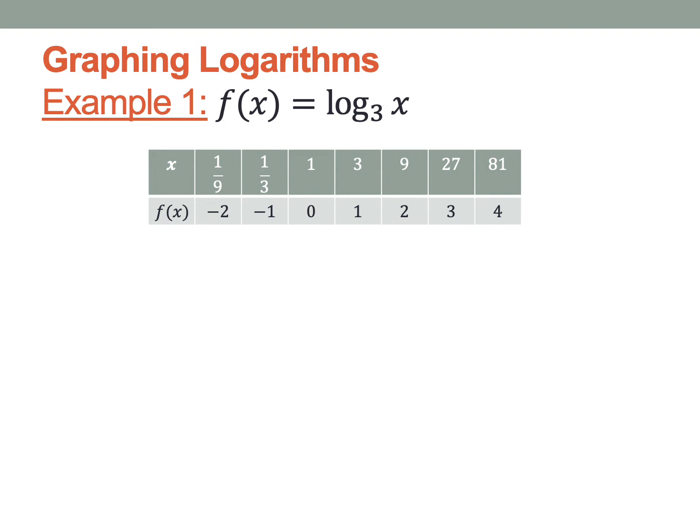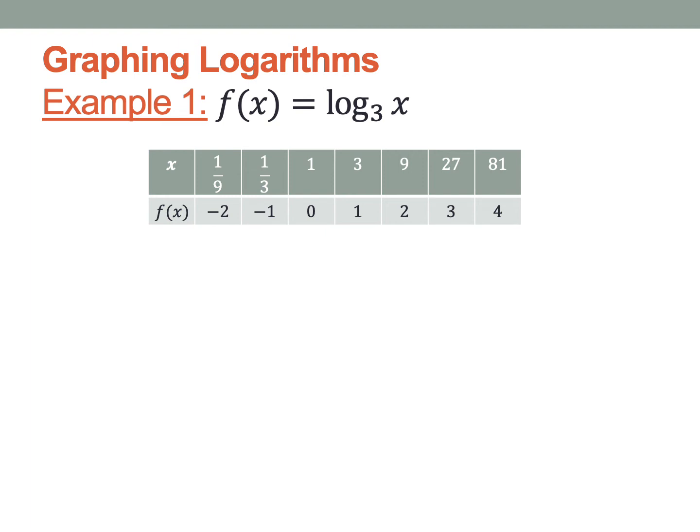For example, if we start on the right side, 3 to the 4th is 81, so you have the point (81, 4). 3 to the 3rd is 27, so you have the point (27, 3). 3 squared is 9, so you have the point (9, 2). And 3 to the 1st is 3, so you have the point (3, 1). 3 to the 0th is 1, so you have the point (1, 0).